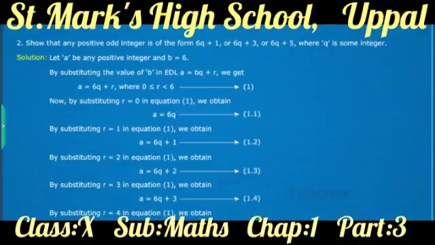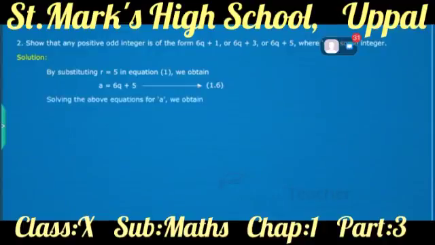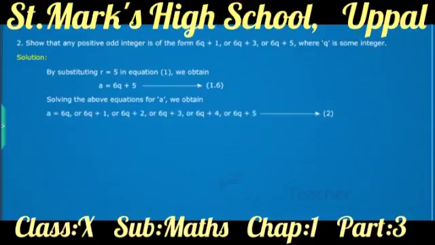By substituting r equal to 4 in equation 1, we obtain a equal to 6q plus 4. By substituting r equal to 5 in equation 1, we obtain a equal to 6q plus 5. Solving the above equations for a, we obtain a is equal to 6q or 6q plus 1 or 6q plus 2 or 6q plus 3 or 6q plus 4 or 6q plus 5.